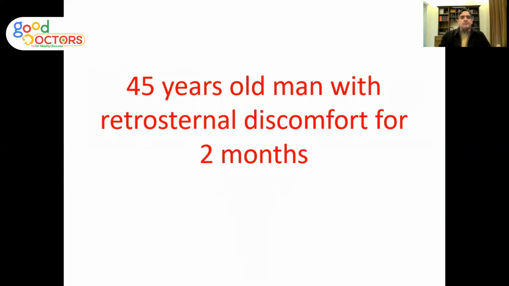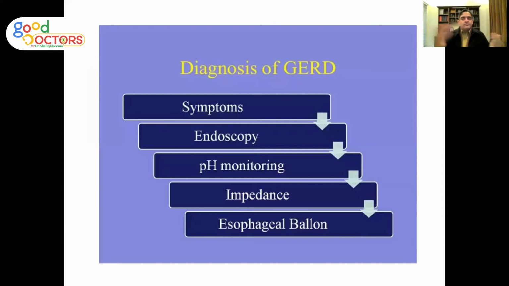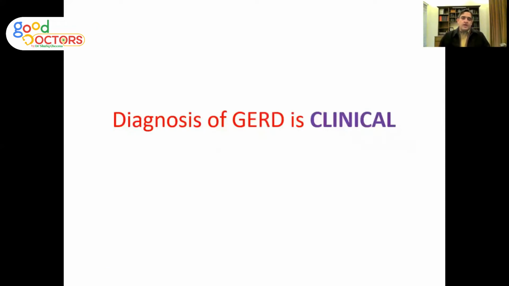So coming back to our original patient, a 45-year-old man with retrosternal discomfort, and he was having these symptoms for 2 months. Let's talk about how to confirm this diagnosis. So I have got multiple options to confirm the diagnosis. Either it's the symptoms which are suggestive, then I can do an endoscopy, then I can do pH monitoring, then a modern form of pH monitoring, that is impedance pH monitoring as well. So let's see how we are going to use these tools for diagnosis.